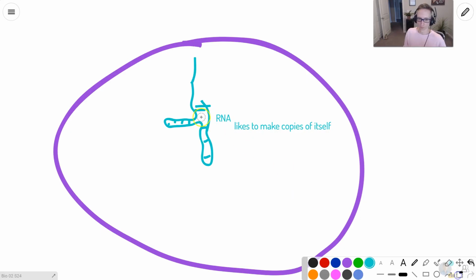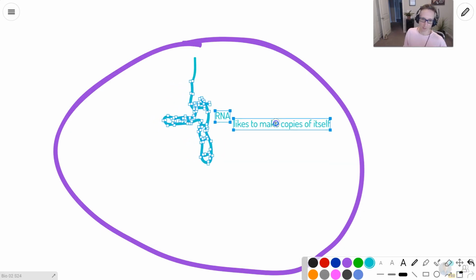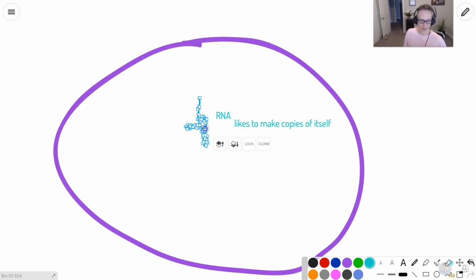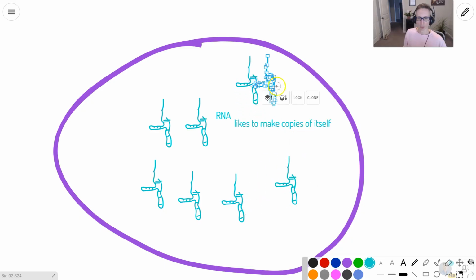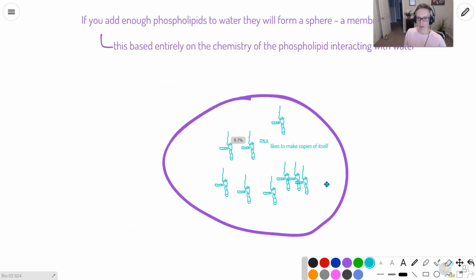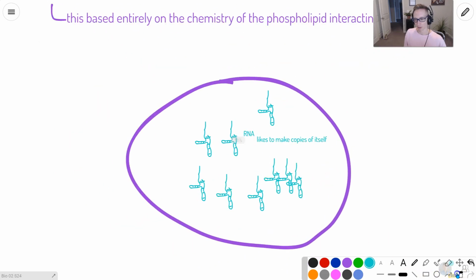Boom. Now you're going to have this RNA molecule living in here that likes to make copies of itself. Sorry, it's pretty trash looking. Let me make it a little smaller too. Boom. Now we got a bunch of copies of itself. Boom, boom, boom, boom. Okay, that's pretty crazy.